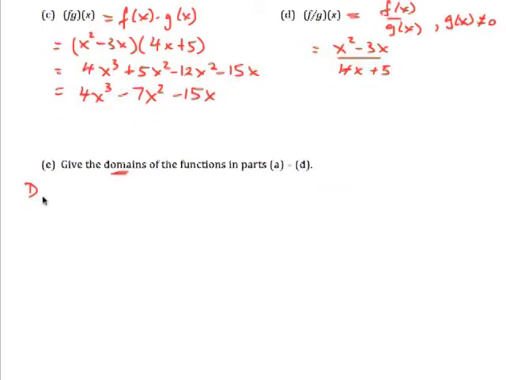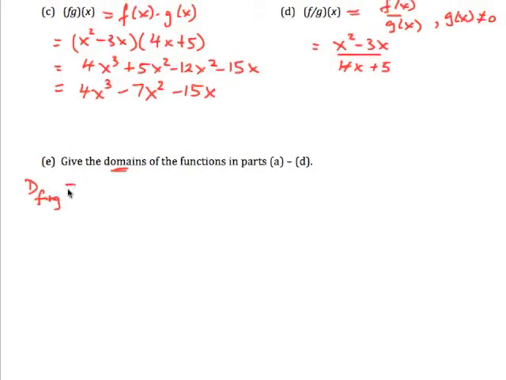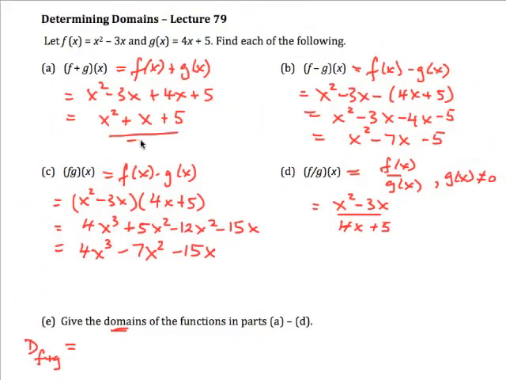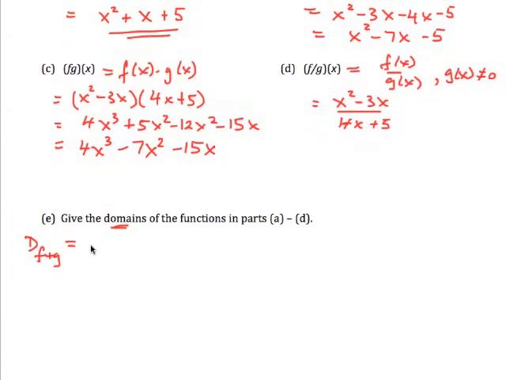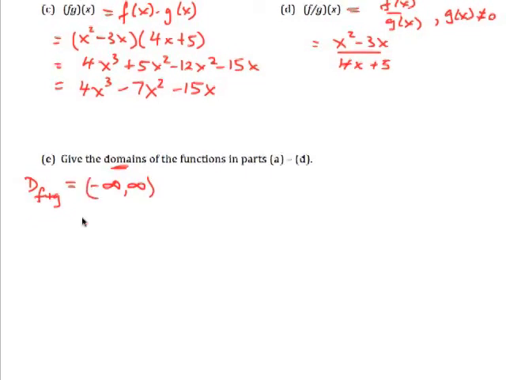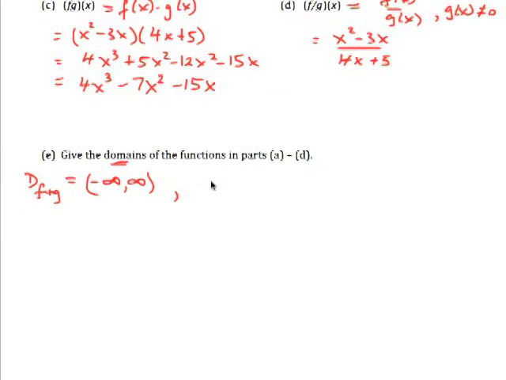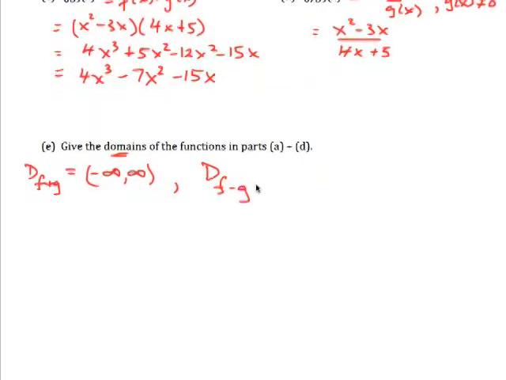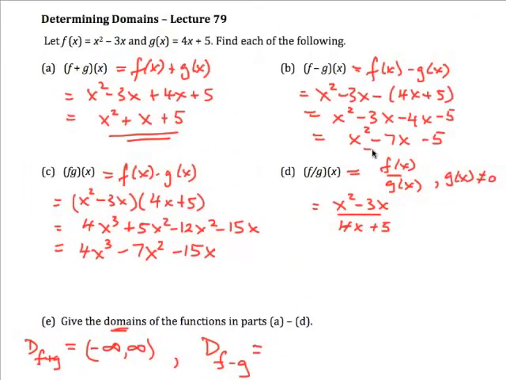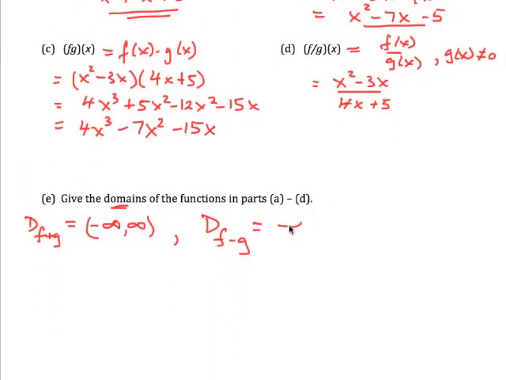Now if we look at the domain of f plus g, you'll notice here that what we have is a quadratic. We know that for quadratics we can determine the domain as being any real number, because I can square any real number, add any real number, and add 5 to get a real number. So this is clearly negative infinity to infinity. Next, if I want the domain of f minus g, again we come up here and we see that this is also a quadratic, so we're going to get exactly the same thing.